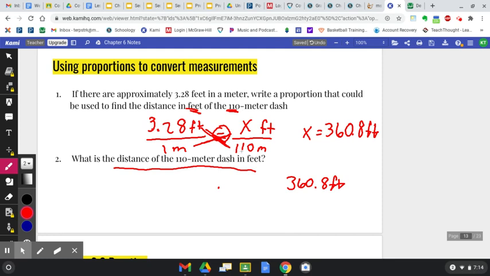All right, so that's the second part. We actually solved it. So here's the setup part one, solve it. We got 360.8 feet in part two.